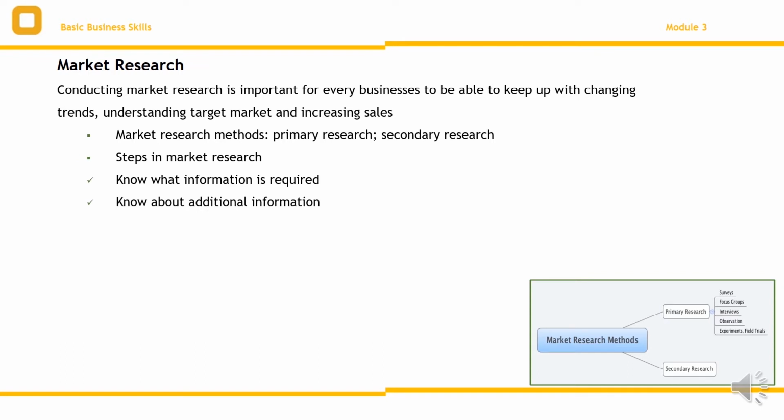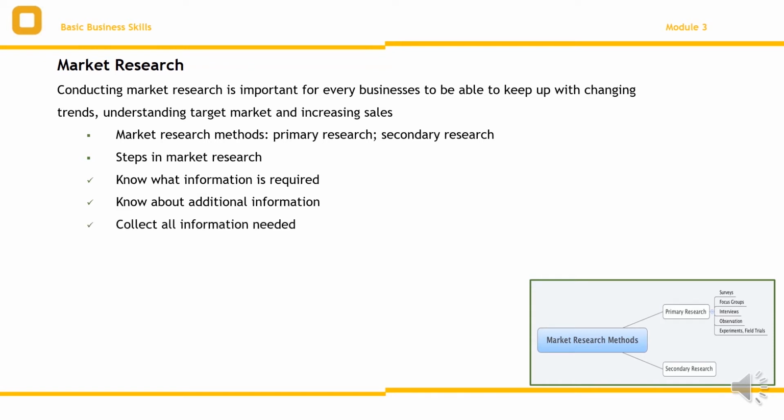Secondly, you need to know about what additional information, and you also need to know where you are going to get it. Remember, not all information for market research is going to come from your customers. In certain instances, you may already have some of the information, or at least you may know how to get that information. So you must know where you can acquire additional information.